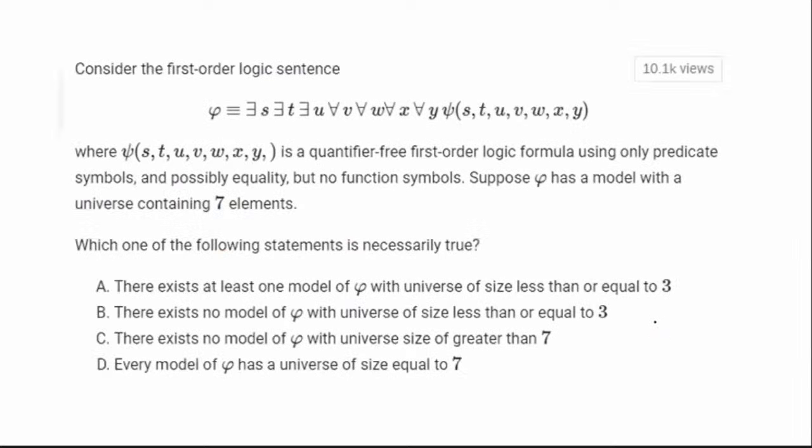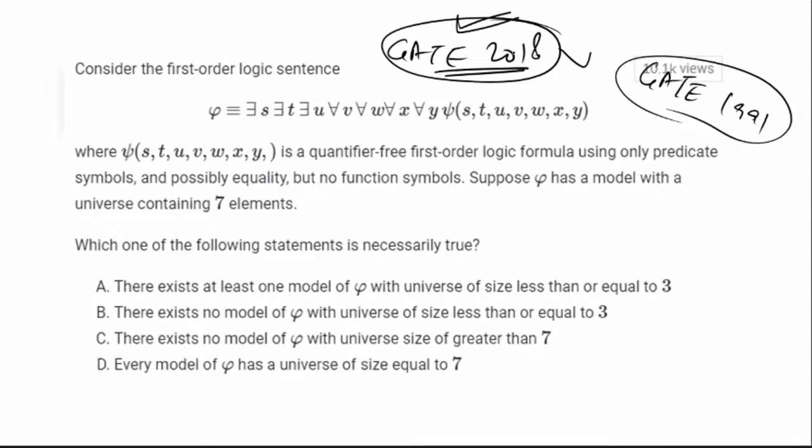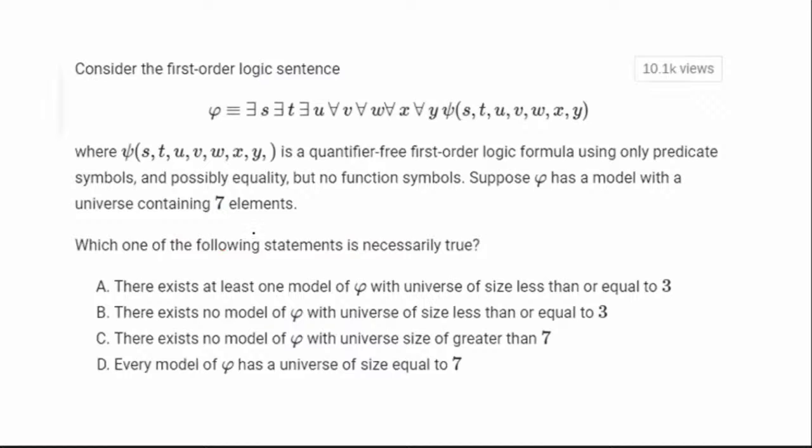Let's take the 2018 question. This is a GATE 2018 question. This is a famous question because in the GATE exam only two times they have asked a question from model. Only two times, in GATE 2018 and in GATE 1991. But because this is a very recent question, there is a huge probability that they can ask again. But anyway, let's try to solve it.